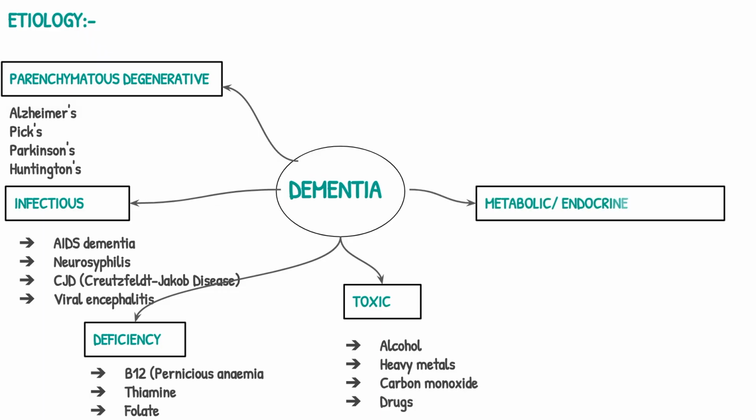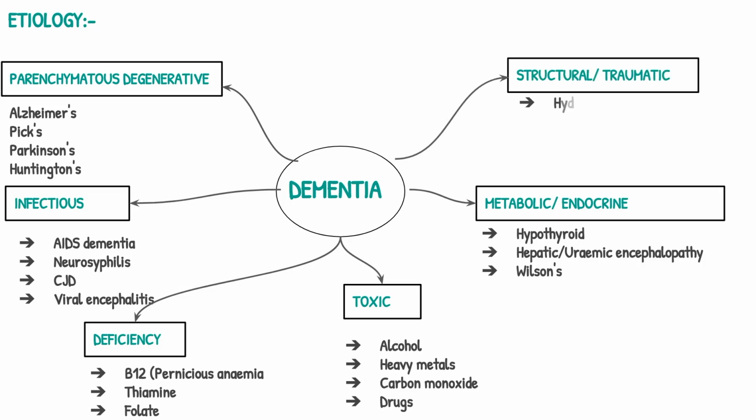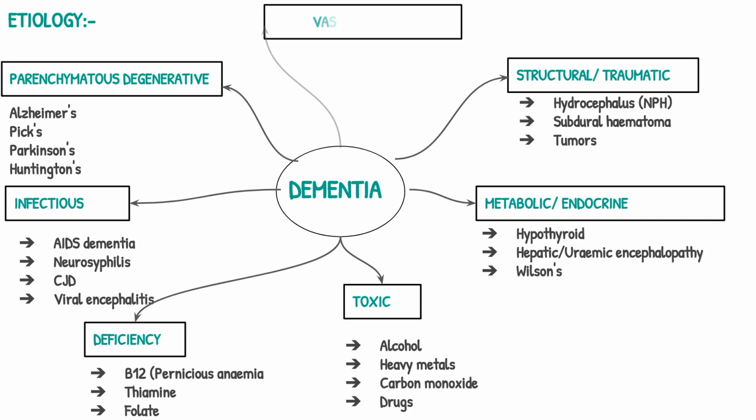Metabolic or endocrine causes encompass hypothyroidism, hepatic or uremic encephalopathy, and Wilson's disease. Structural and traumatic causes are normal pressure hydrocephalus, subdural hematoma, and tumors. Vascular causes include multi-infarct and Binswanger's disease.